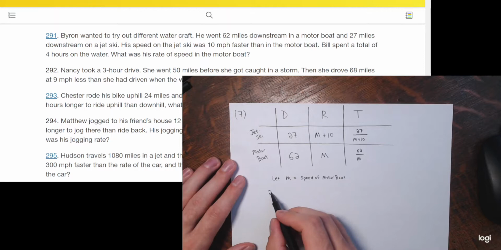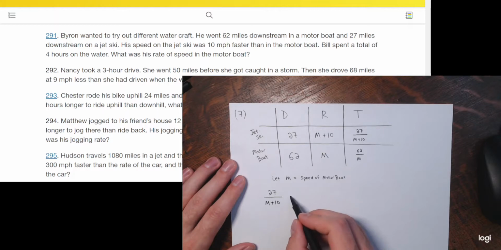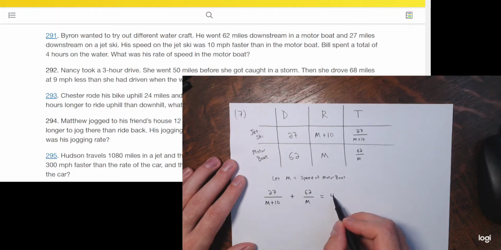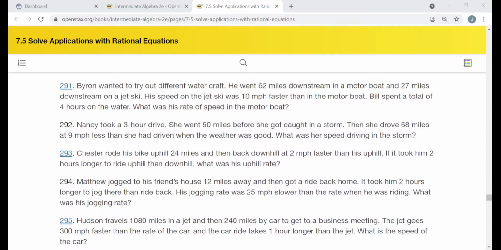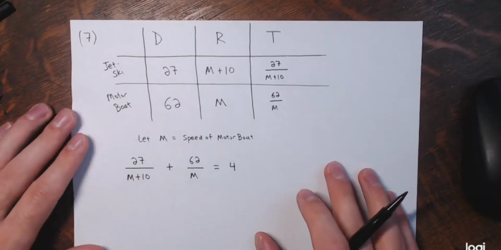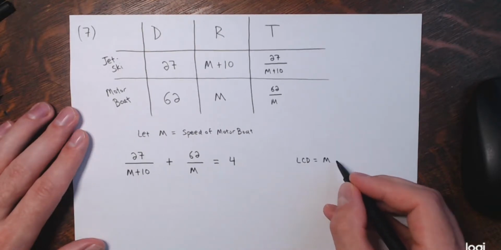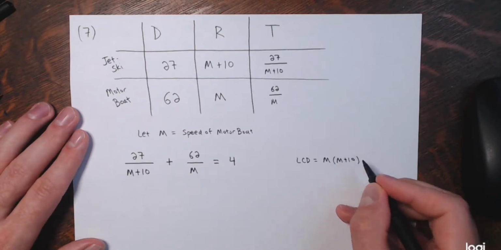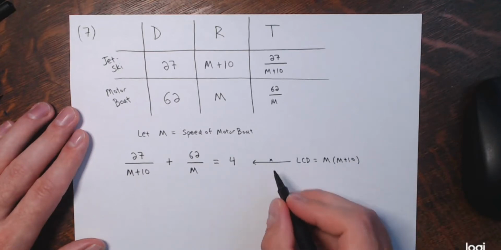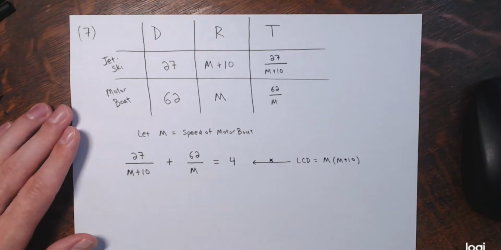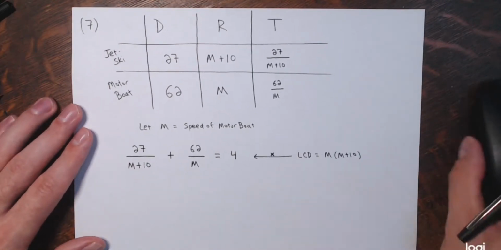So I'll write this equation now. 27 divided by m plus 10, right? The time on the jet ski plus the time in the motorboat, 62 divided by m, should be equal to 4. And I'll bring this equation up, make it bigger. Let's solve it. Alright, so once again, LCD is just simply m times m plus 10 here. And we're going to multiply, I'll just write the little time symbol now. And multiply everything on this equation, both sides, by this LCD to get rid of all the denominators.